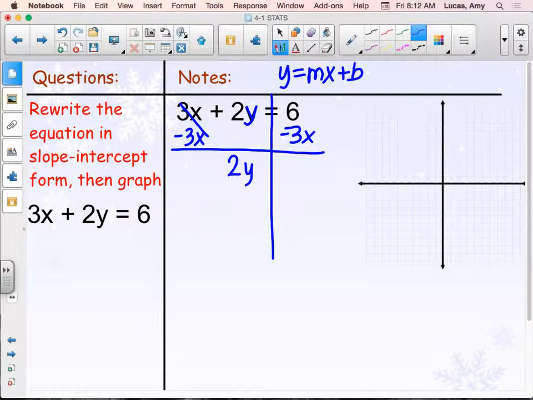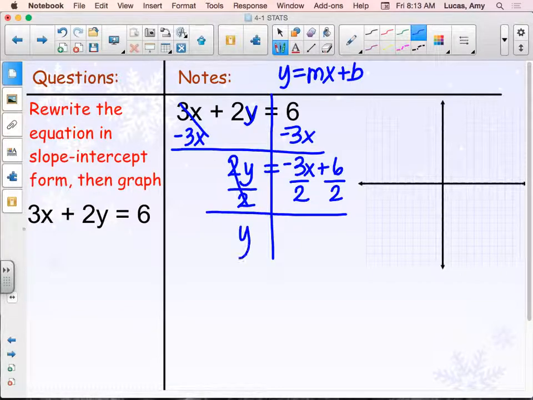That will leave 2y equals negative 3x plus 6. Remember, the 6 and the negative 3x are not like terms, so you have to write them side by side. You can't combine them together. And then I divide by 2 on both sides. So I'm dividing everything by 2. So y equals negative 3/2 x plus 3. That's my equation in slope-intercept form.